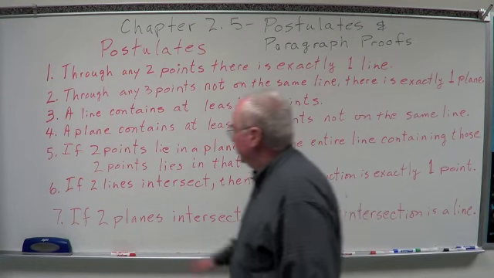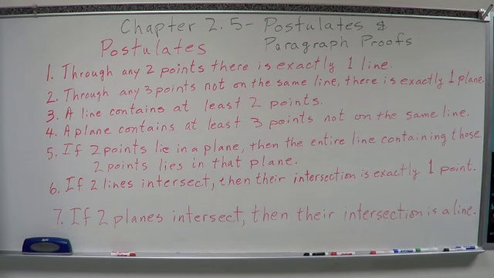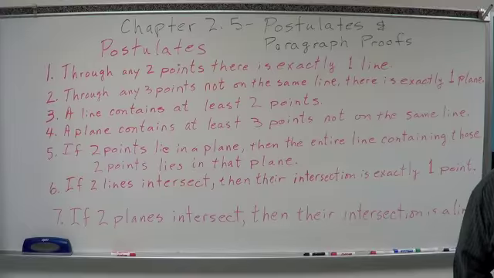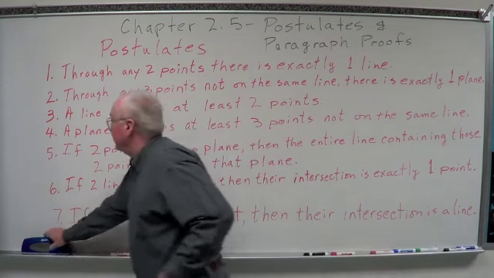Number 6, if 2 lines intersect, then their intersection is exactly 1 point. Number 7, if 2 planes intersect, then their intersection is a line. Now, from these postulates, we're going to begin to establish and prove and talk about theorems. Okay? A theorem is a statement or conjecture that requires proof. Once that statement or conjecture has been proven, then we can call it a theorem and use it.